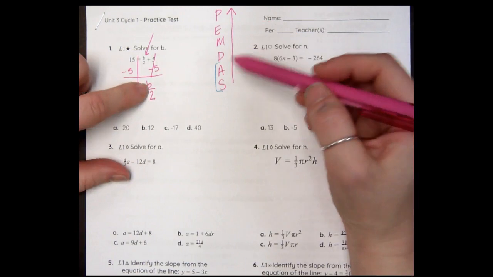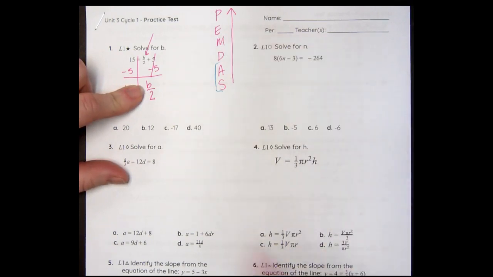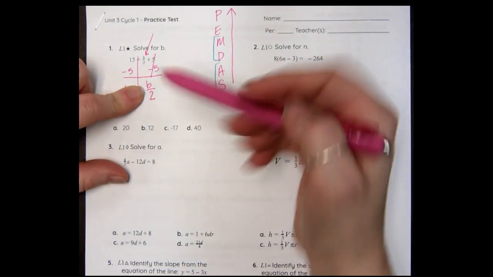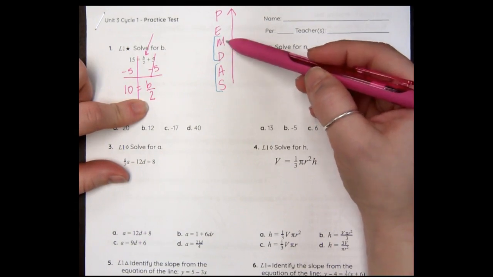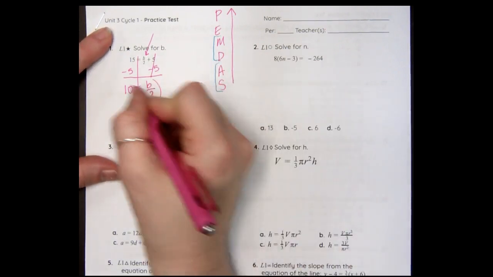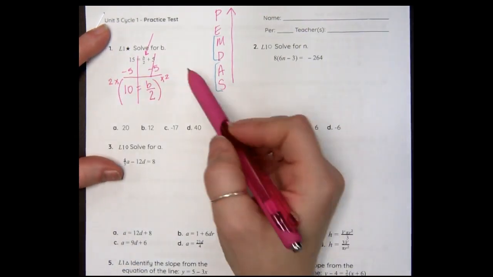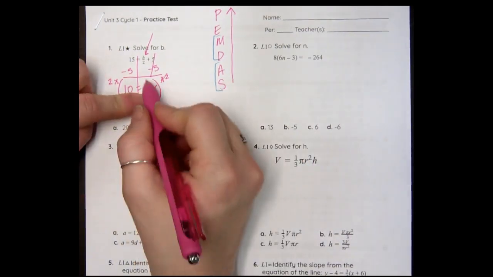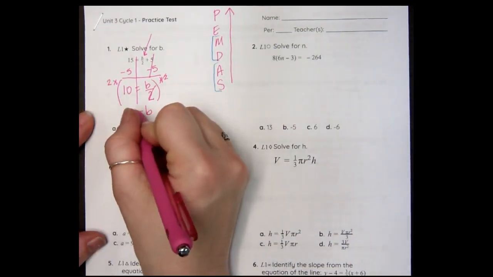So we look over here. Do we have any more addition or subtraction? We do not. So we move up to multiplication and division. Right now, our problem says b divided by 2. The opposite of divide is multiply. So we need to multiply whatever is in the denominator, this 2. So we're going to times by 2, times by 2. So times by 2 and divide by 2 cancel. So we just have our b. 2 times 10 is 20.